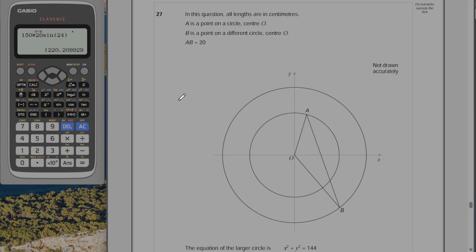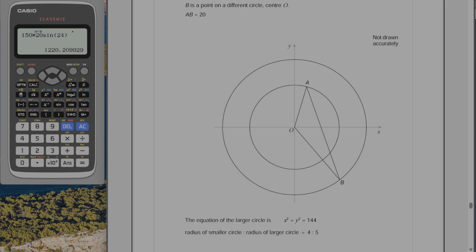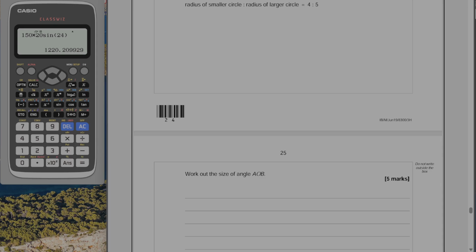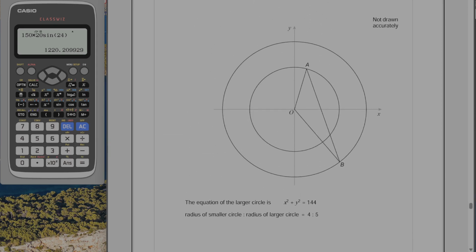Okay, 27. In this question, all lengths are in centimeters. A is a point on a circle of center O. B is a point on a different circle of center O. The length of A to B is equal to 20. The equation of the larger circle is given, and the ratio of the radius of the smaller circle to the radius of the larger circle is 4 to 5. Work out the size of the angle AOB. So we want this angle here.